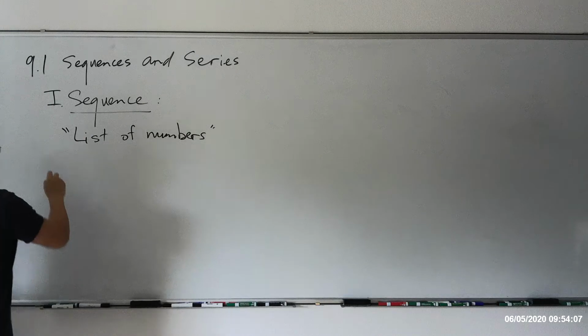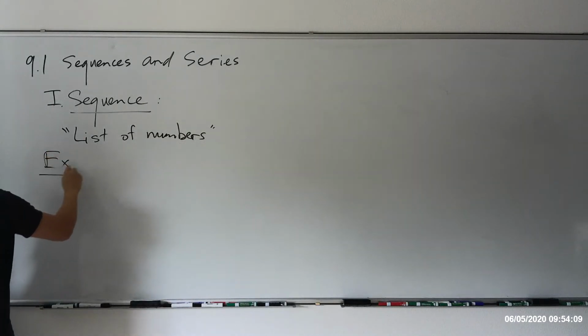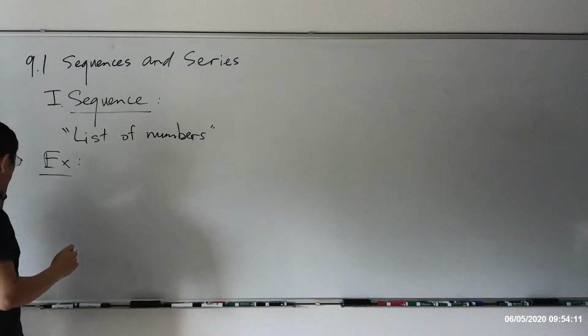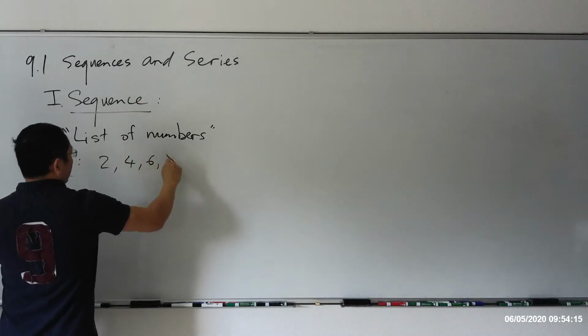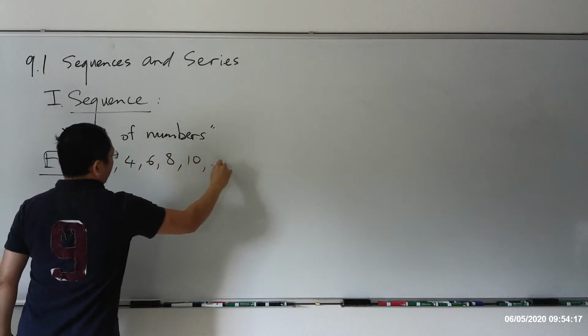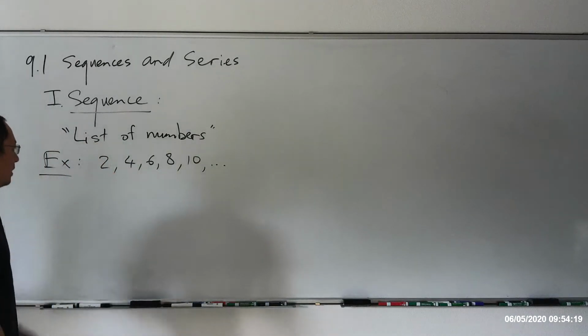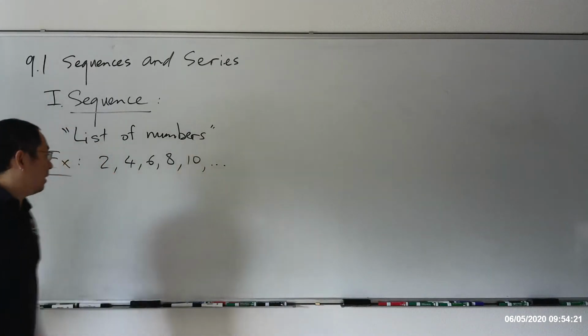Okay, example. This is what we call a sequence. Bunch of numbers. 2, 4, 6, 8, 10, and so on. And you see the pattern, you can guess the next number will be 12 because I'm talking about even numbers.